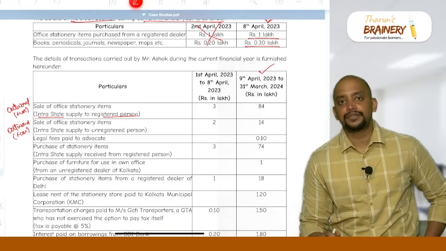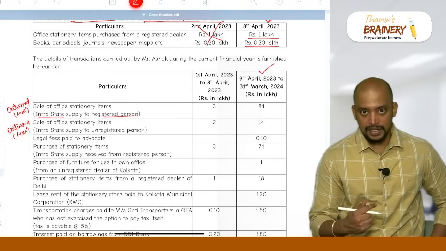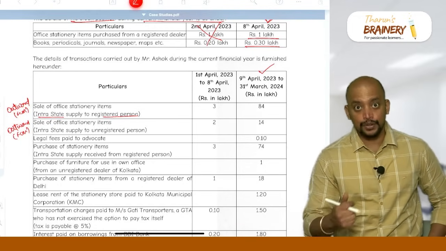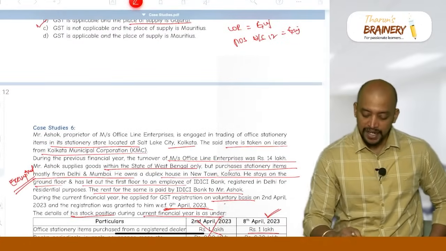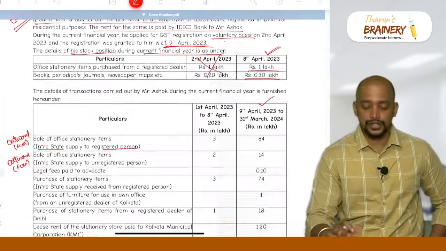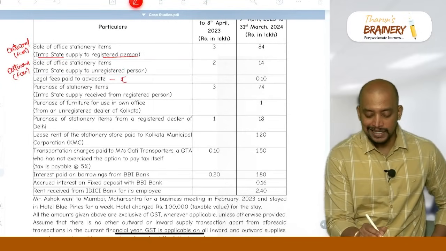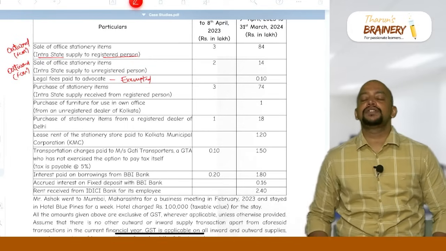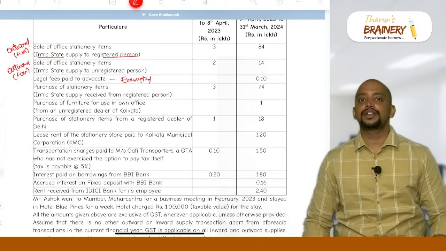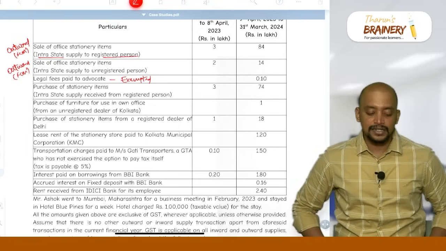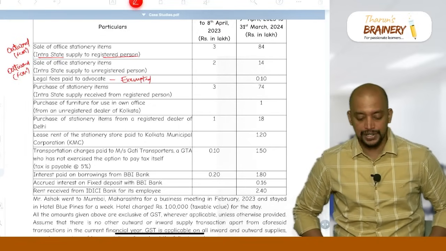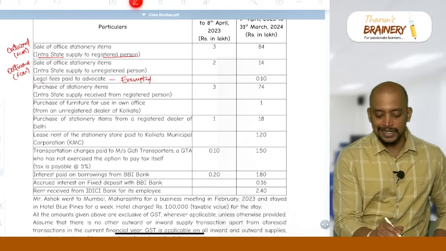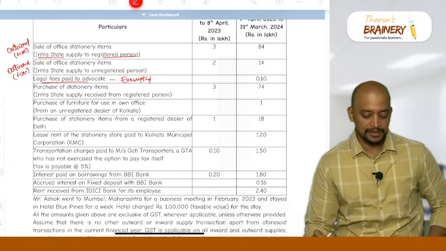Legal fees paid to advocate. So, advocate services provided to Mr. Ashok. Mr. Ashok's turnover during the previous year does not exceed threshold limit. Therefore, these advocate services will be exempted. So, we have now services provided by an individual advocate or firm of advocates to a business entity whose turnover during the previous year does not exceed the threshold limit for registration is exempted. So, due to that reason this legal fees paid to advocate will be exempted.